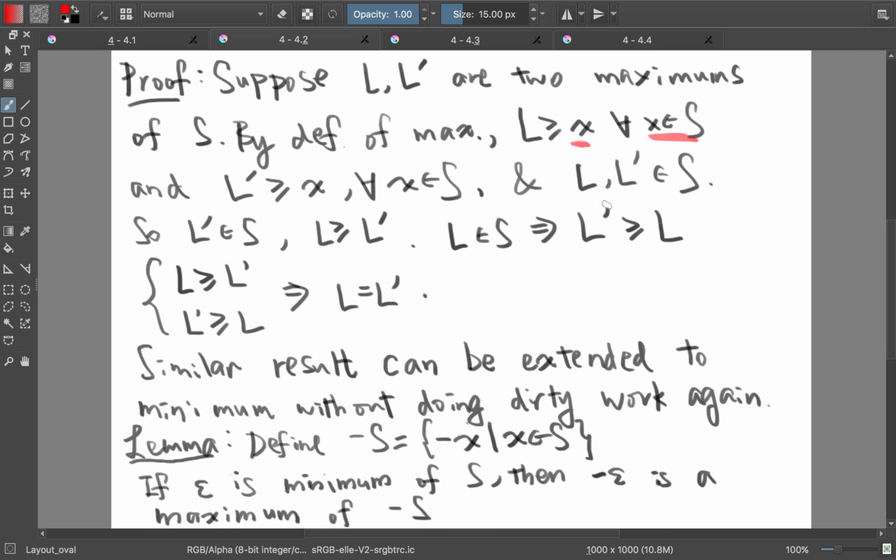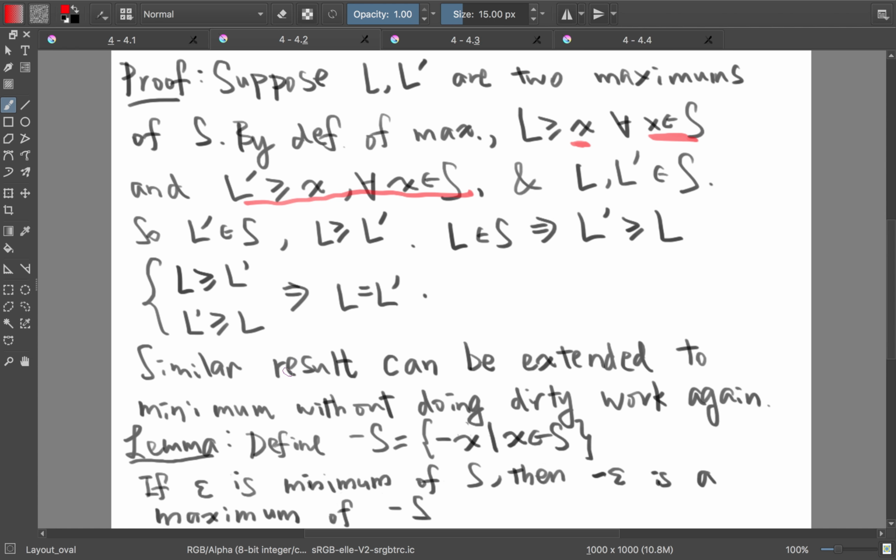Similarly, we have L lying inside S, so we can replace this X by L, and so we have L prime greater than or equal to L. So collecting these two pieces of information, L is greater than or equal to L prime and L prime is greater than or equal to L, that implies that L is equal to L prime.